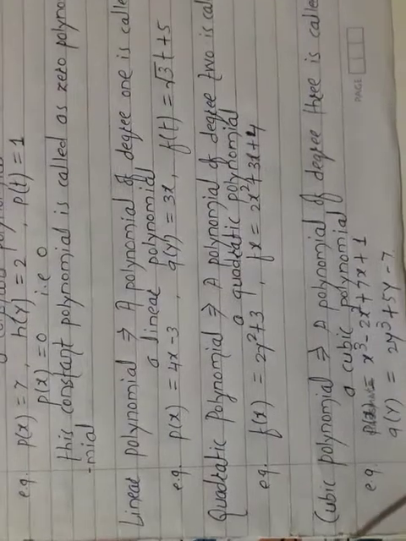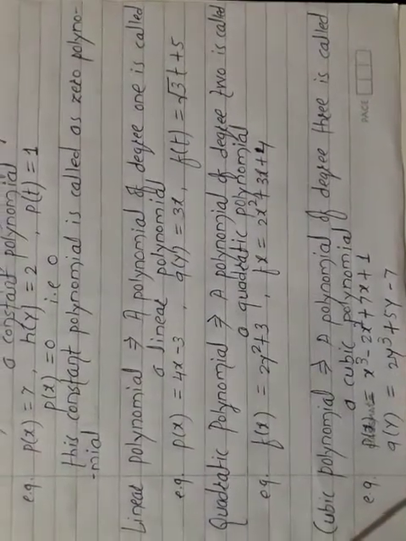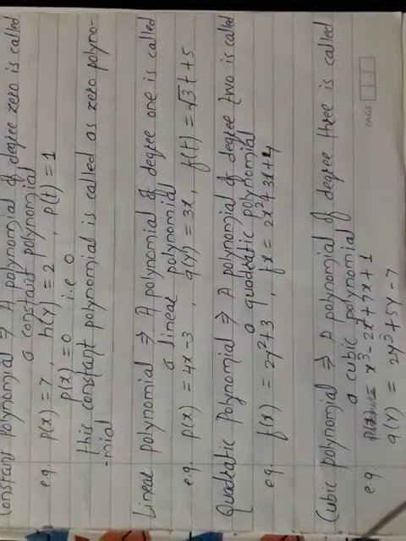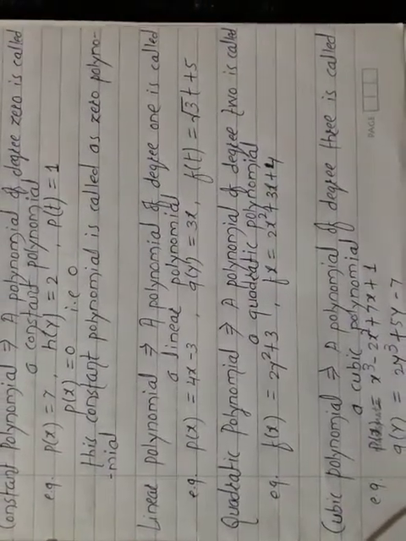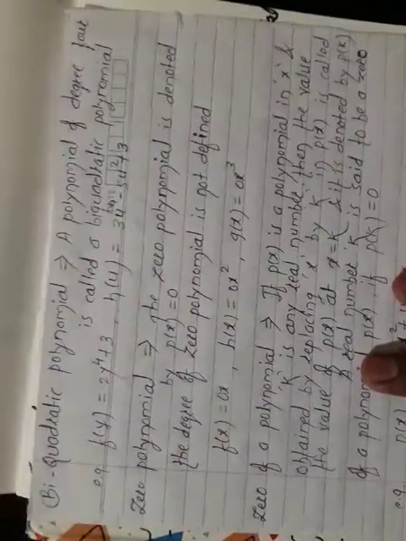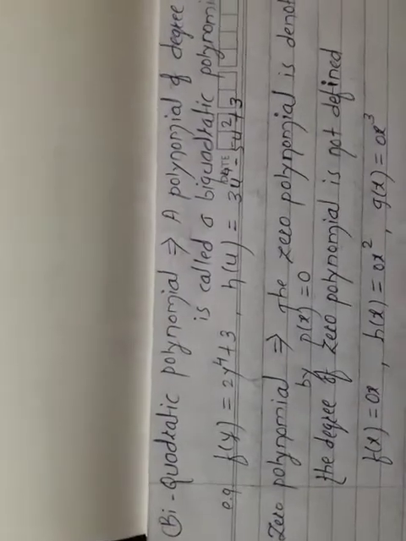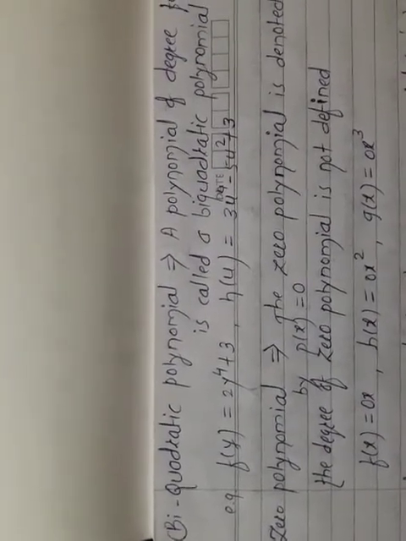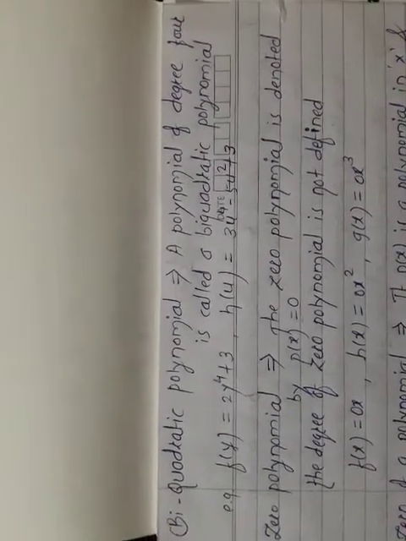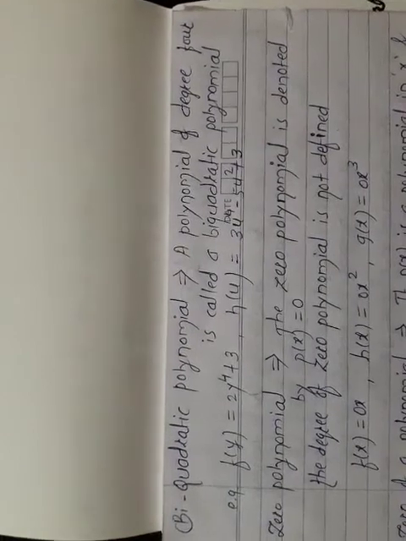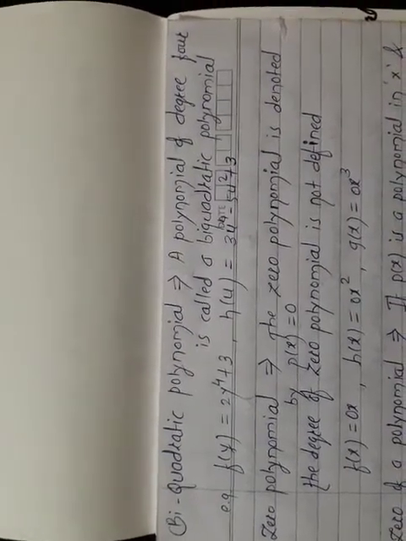I will take it a little up for your better understanding. After that quadratic polynomial, the next point is cubic polynomial. And today's last 2 points, I will change the page. Look here, you will get an idea about it. Today's last 2 points are biquadratic polynomial and zero polynomial.